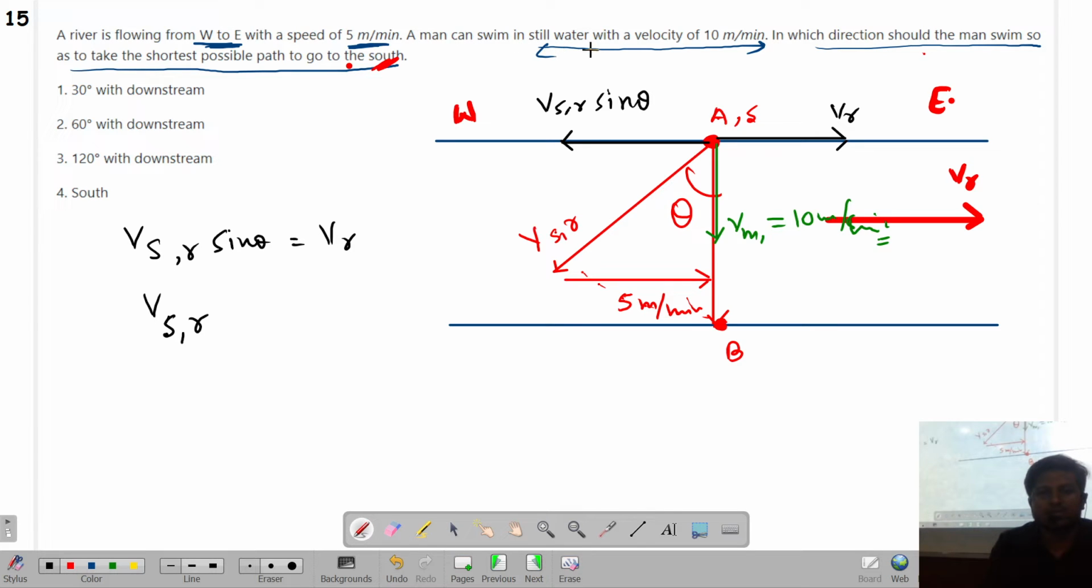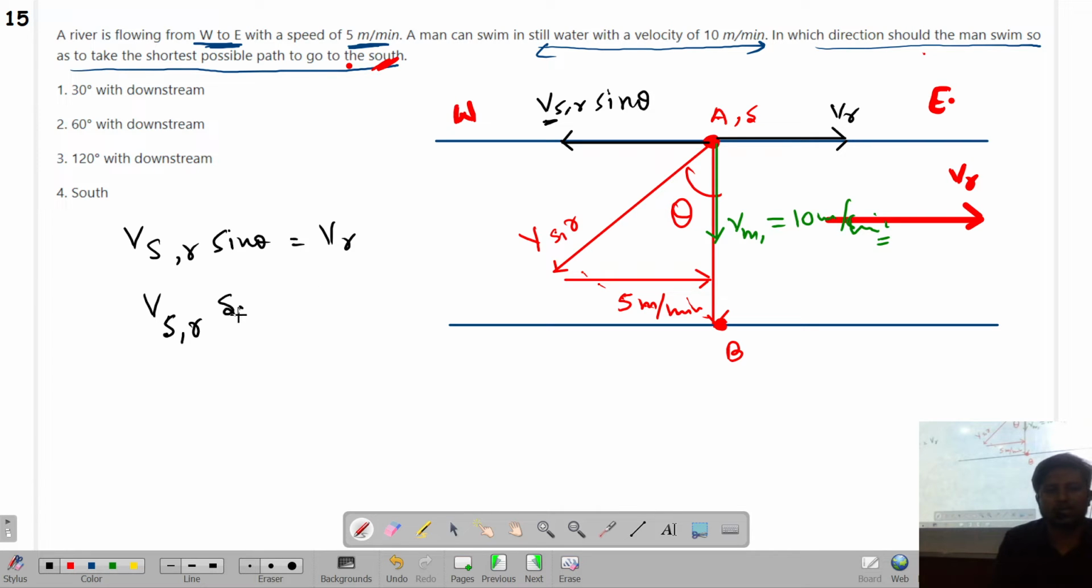A man can swim in still water with a velocity of 10 meter per second. So, velocity of swimmer with respect to river in still water. Now try to see, is this a bank over here? This is the bank or not? So here, velocity of swimmer with respect to river will become what? Velocity of swimmer with respect to still water, or not? In this component, as I have told already, yes or no? This component is different. So here it will become what?